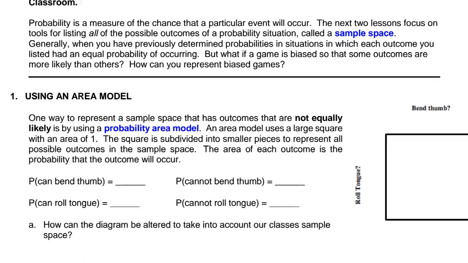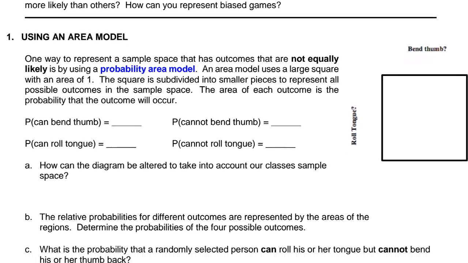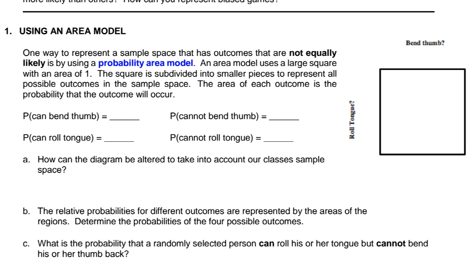For these, we want to use an area model. The area model usually involves this box that you see over to the right-hand side. We're going to make different spaces inside so it gives a more visual look to it. An area model uses a large square with an area of 1. If you change 1 into a percentage, then it's actually 100%. So that's what this represents.